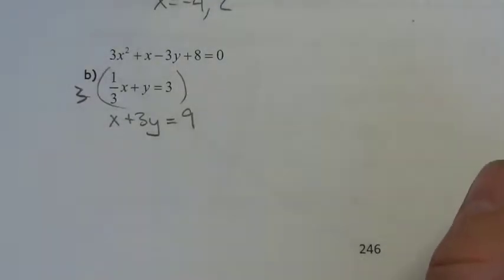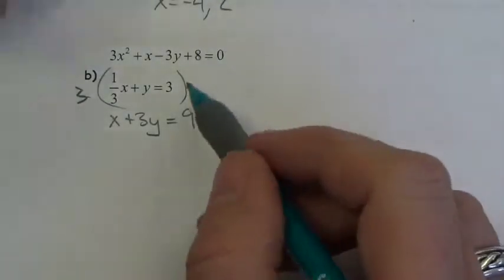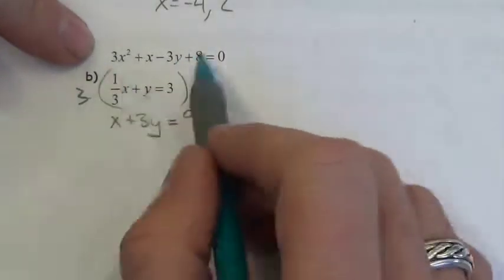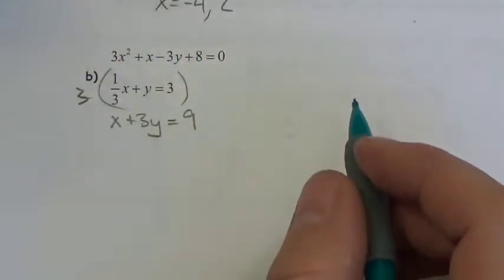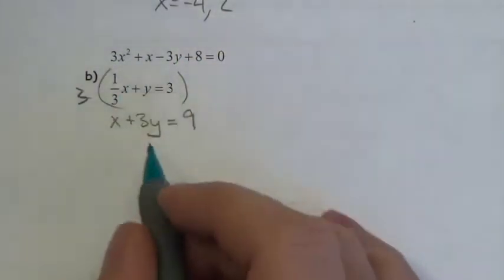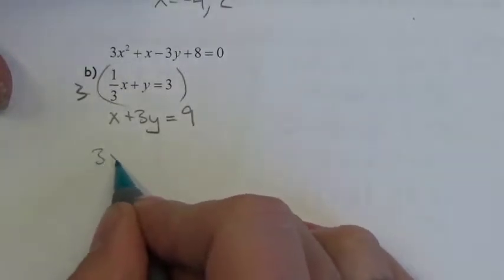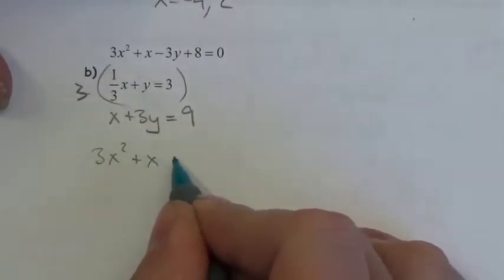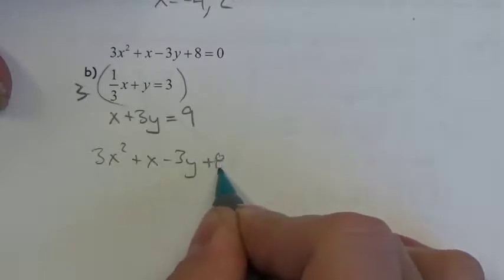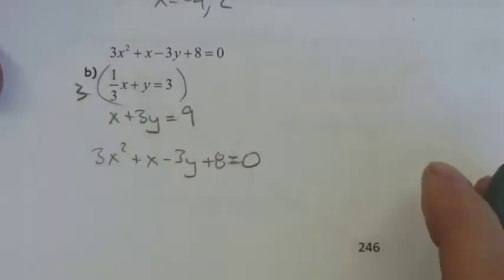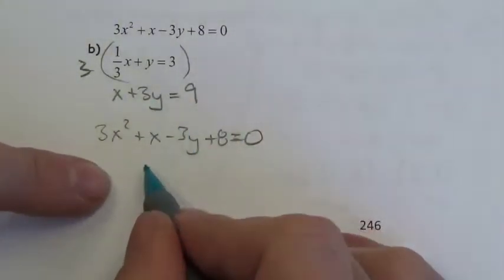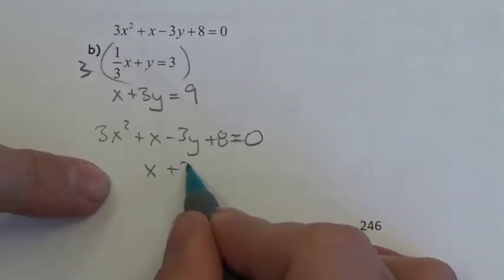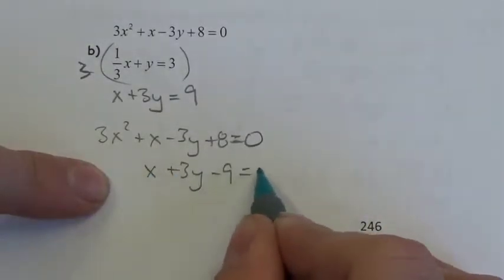Love it. Okay, now, what do we got here? Well, we've got this expression here over top of this one. I tell you what, let's bring the 9 over. Let's line up the terms again. So here's equation 1, 3x squared plus x minus 3y plus 8 equals 0. And then the next equation, if I bring that over, I'll line this up here, x plus 3y minus 9 is equal to 0.